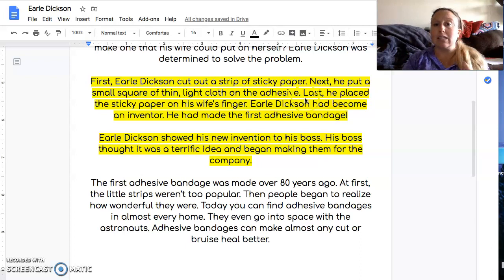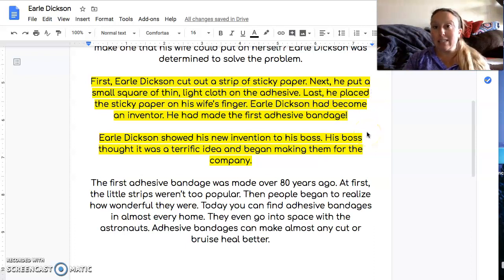Then, I know it says last here that I'm highlighting, but that's not really what happened last. So what I might do is look here, and it says he placed the sticky paper on his wife's finger. So I think that's more like what happened second. Now, how did these bandages get out to the world? We need to answer that question as well.